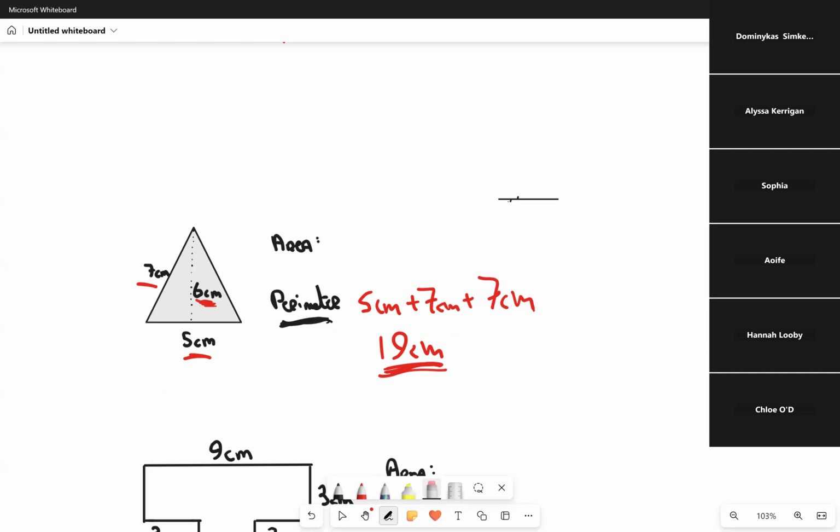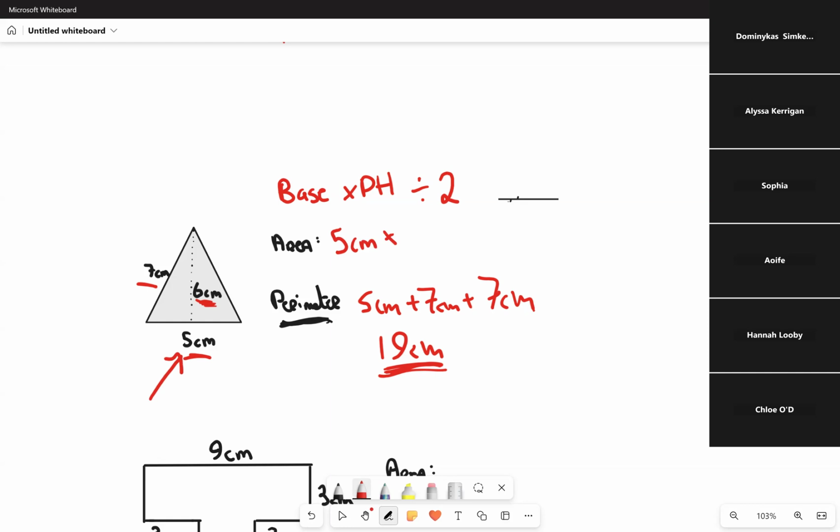Area, you said already, the formula was what? For area of a triangle. Base multiplied by perpendicular height, divided it all by 2. Okay, let's follow that formula then. What's the base? 5 centimeters. Multiply by, what's the perpendicular height? 7. Is it? 7 centimeters.